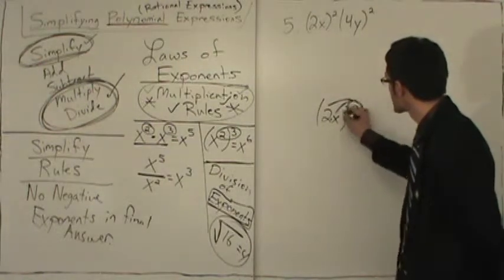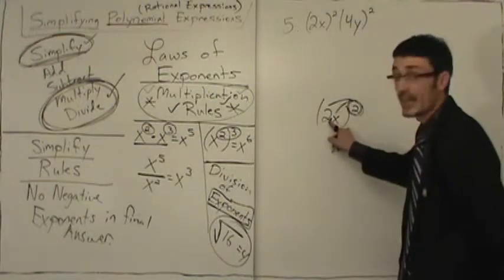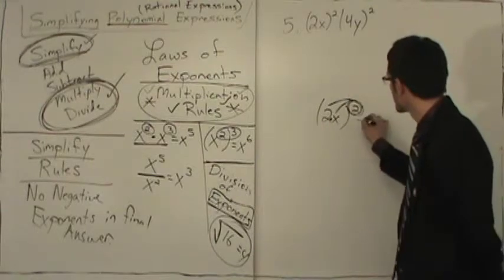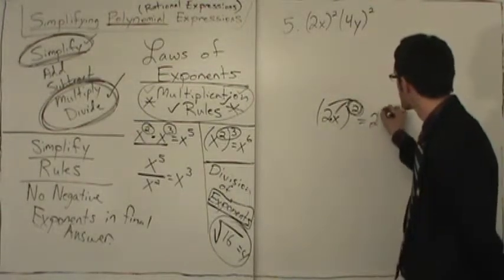Okay, so exponents distribute over what? Distribute over the multiplication is how I'm going to say it. So we end up with what? We end up with 2 squared what?